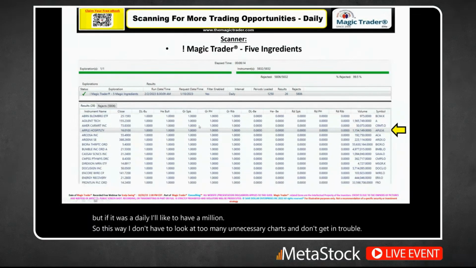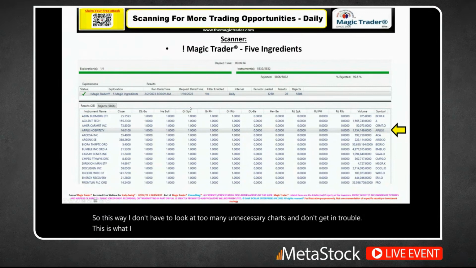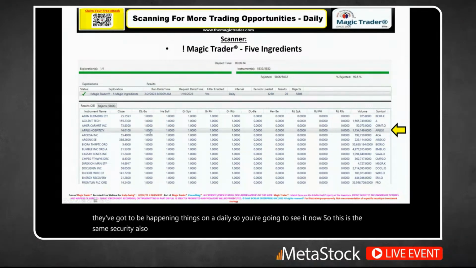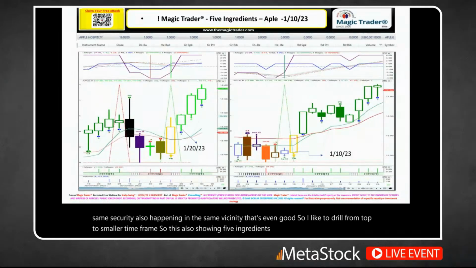Now this is what I did today, and a request that was 110 because I found it on a weekly, right? So there has got to be something happening on a daily. So you're going to see it now. This is the same security also happening in the same vicinity. That's even good. So I like to drill from the top to a smaller time frame. So this also shows 5 ingredients. That's even better. So let's see what it does.